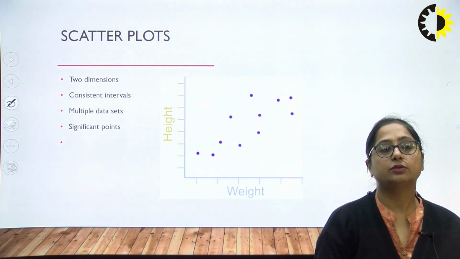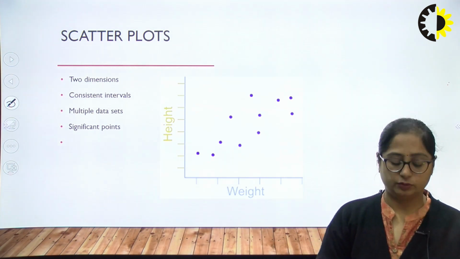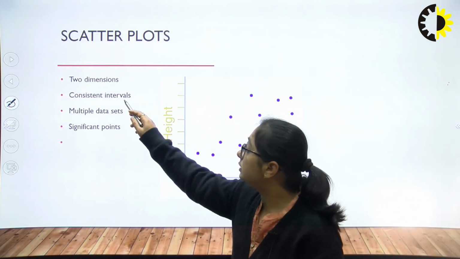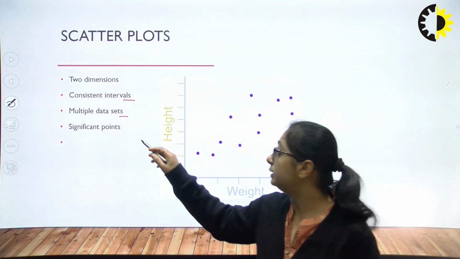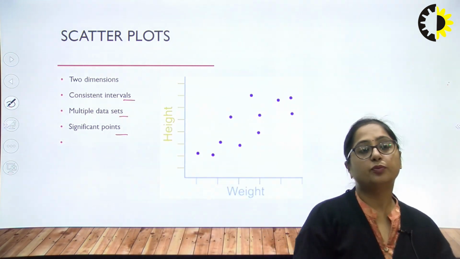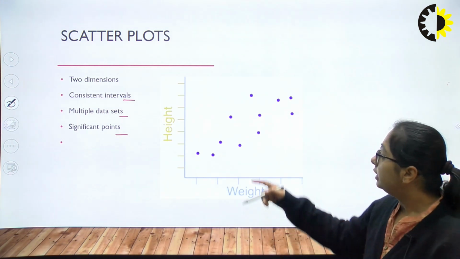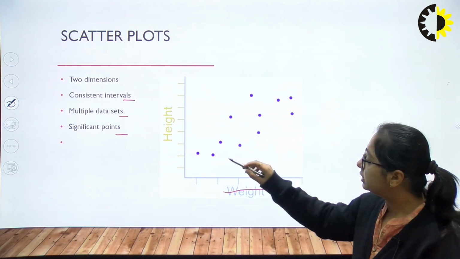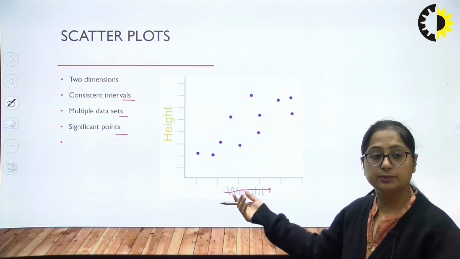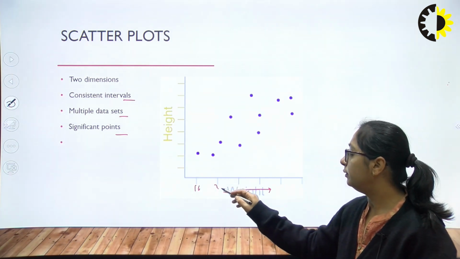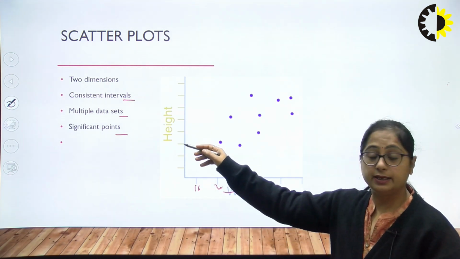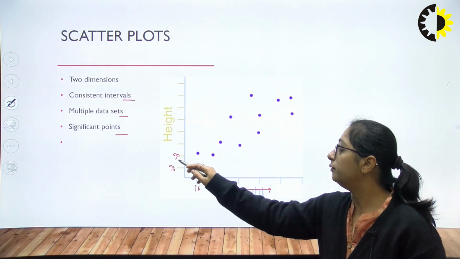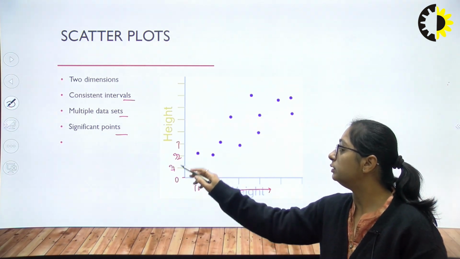Scatter plot. Scatter plots are basically used for two-dimension plots. They should have consistent intervals, and be used when we have multiple data sets and significant points. Suppose we have data on height and weight. We will put some dots here. There should be some scaling, 10, 20, 30, 40, and another scaling, height 1 foot, 2 feet, 3 feet, 4 feet, because we have to start from zero.